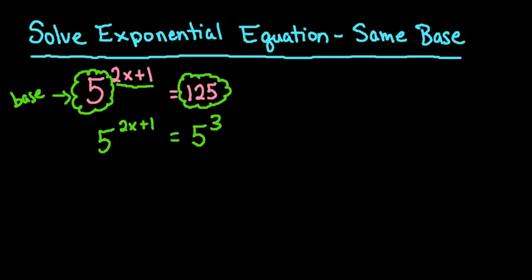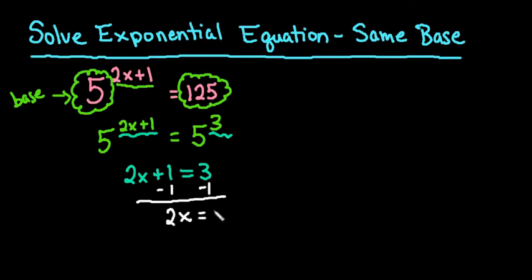Okay, so like I said, this method only works if you can rewrite it so that they have the same base. If you can rewrite it so they have the same base, what you're going to do is set the exponents equal to each other and solve the resulting equation. So I would say that 2x plus 1 equals 3, and then I would just solve this equation. So I would subtract 1 from both sides. You don't have to show this work, but just in case you're really confused, I want to make sure that I show all the steps. And then you would divide both sides by 2. So you end up with x equals 1.